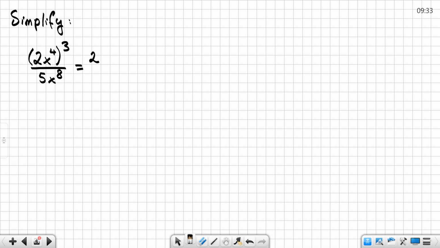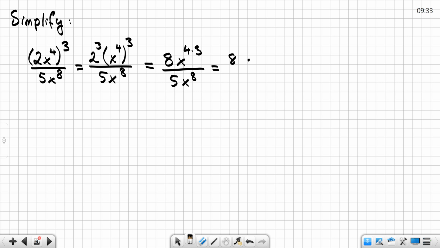So I'm going to have 2 raised to the 3rd, x to the 4th, raised to the third, divided by 5x to the eighth. In my second step now, I am further simplifying on the top. The parentheses have to disappear, and 2 raised to the third, that is 8, x raised to the 4 times 3, divided by 5x to the eighth. In my next step now, of course, 4 times 3, that is 12, divided by 5x to the eighth.